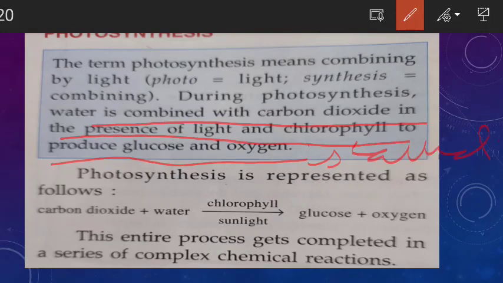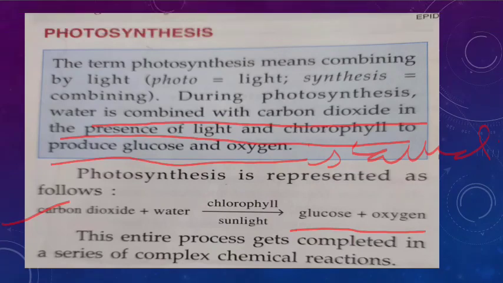Is called photosynthesis. So photosynthesis is represented as follows. This is the chemical equation, and it is very important. You have to learn it also. Here you can see carbon dioxide and water combined in the presence of chlorophyll and sunlight, and give glucose and oxygen. And the entire process gets completed in a series of complex chemical reactions. So it seems that it is one line, you have written the chemical equation in one line, but it is not that. It takes what? Many steps. It is a complex chemical reaction.